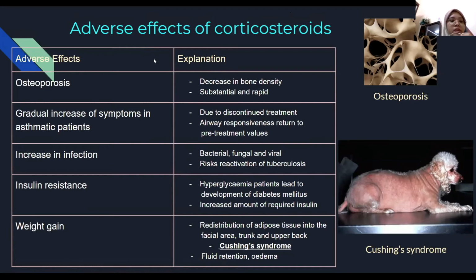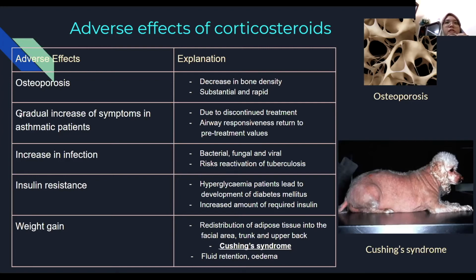So first, osteoporosis is one of the serious complications of oral corticosteroid treatment, where studies have shown a decrease in bone mineral density, where the bone loss can be substantial and rapid. Next, the gradual increase of symptoms in asthmatic patients, which is due to the discontinued treatment, where the airway responsiveness returns to pre-treatment value.